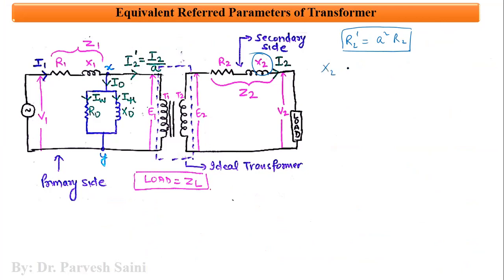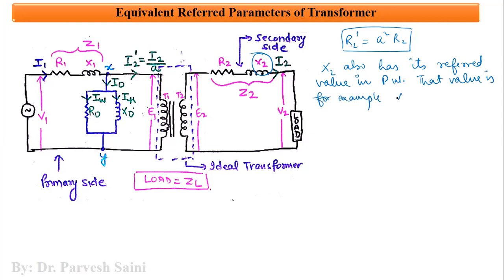So X2 also has its referred value in primary winding. That value is, for example, X2 dash, right? So it means that the effect which X2 has in the secondary winding, the same effect X2 dash will have in the primary winding of the transformer, right?